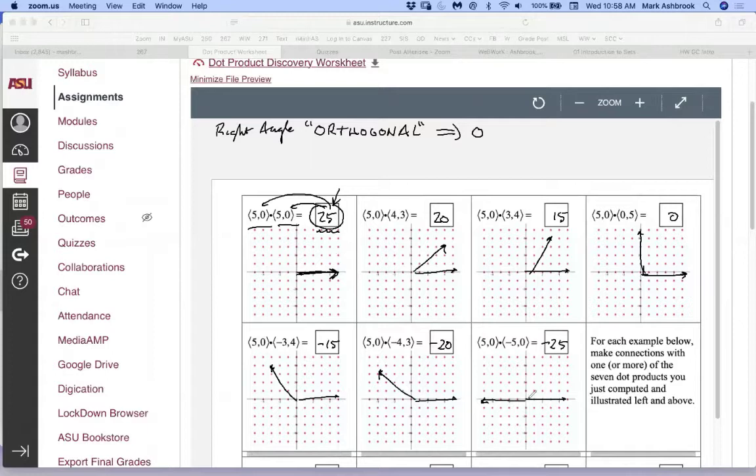And what happens here when they're the opposite vectors? You get the opposite of the product of the magnitudes. So it's still the product of the magnitudes, but in the opposite direction, or opposite sign, right? Negative.